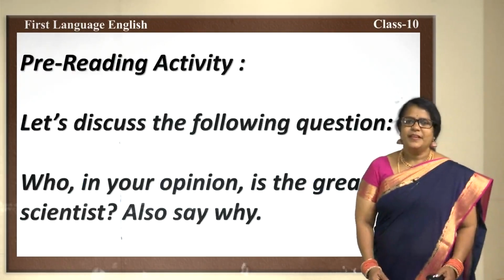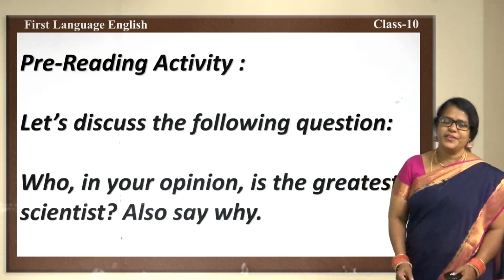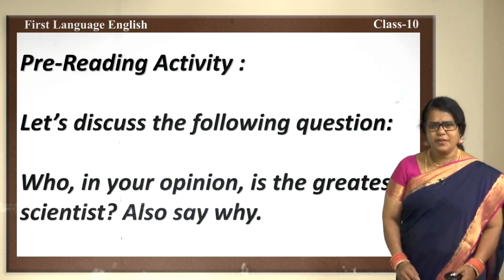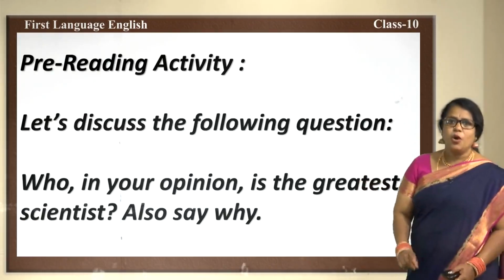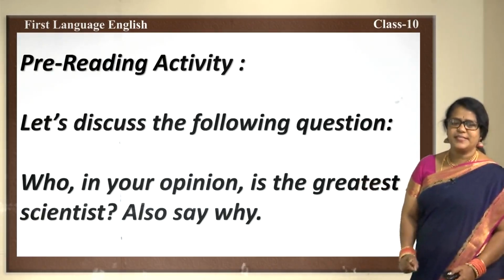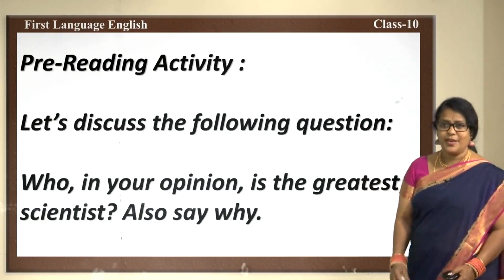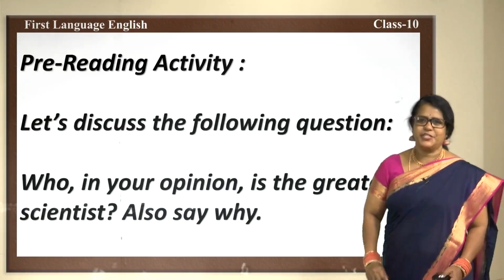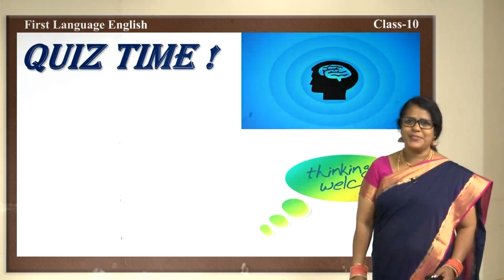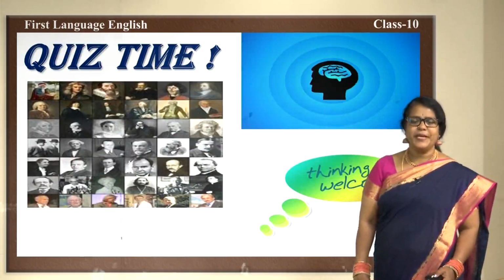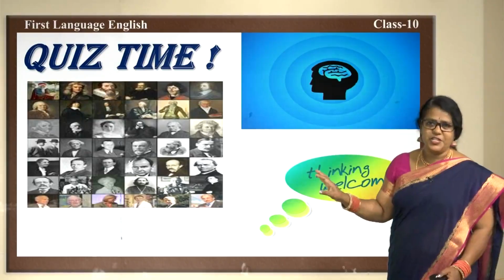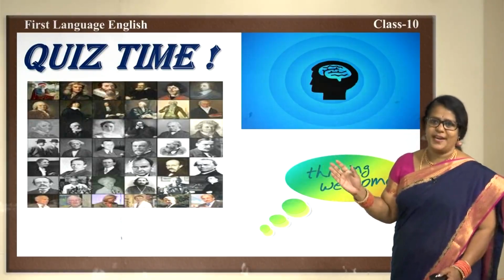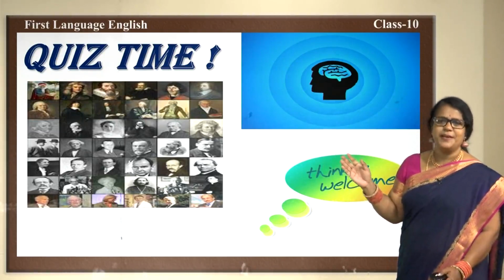Children, let's begin the lesson with a pre-reading activity which is already in our textbook. Let's discuss the following questions. Who in your opinion is the greatest scientist? Also say why. For this activity, let us have a quiz. It's quiz time, and we will be looking into a few scientists and finding out with the help of their inventions and discoveries who they are. And sometimes even the pictures might help us too.